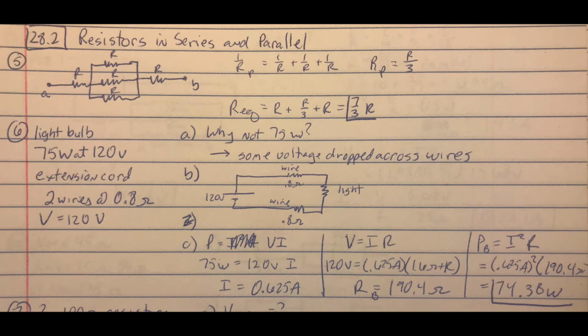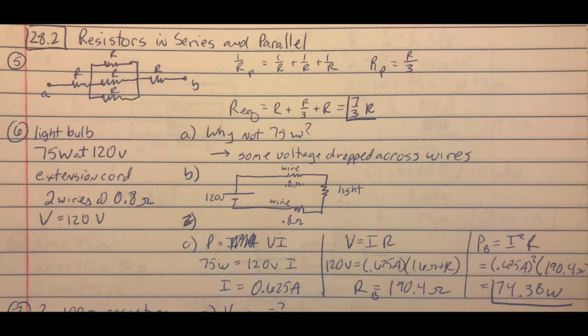Okay, let's ponder the homework from Friday. This is problems 5, 6, 8, 9, and 10 in chapter 24. Number 5 should be pretty self-explanatory, combining the parallels and then going into series with the other resistor.